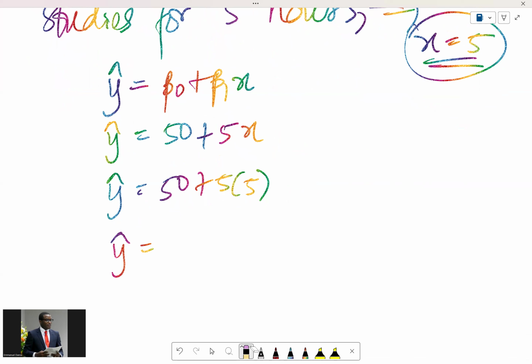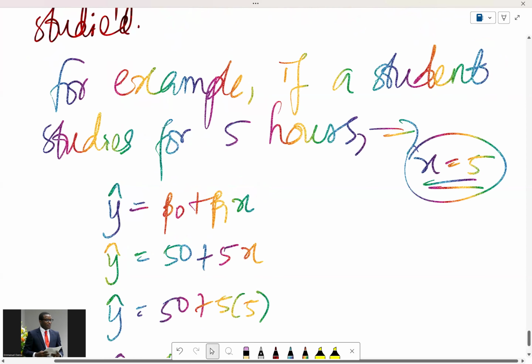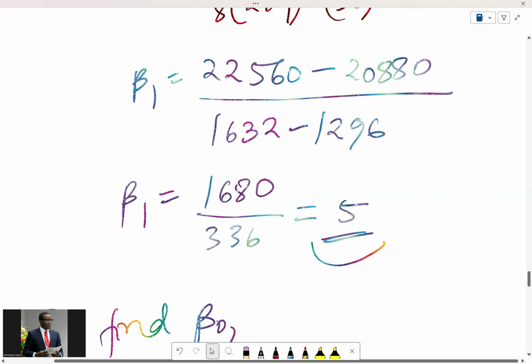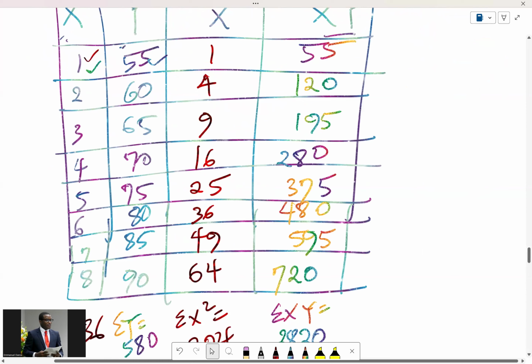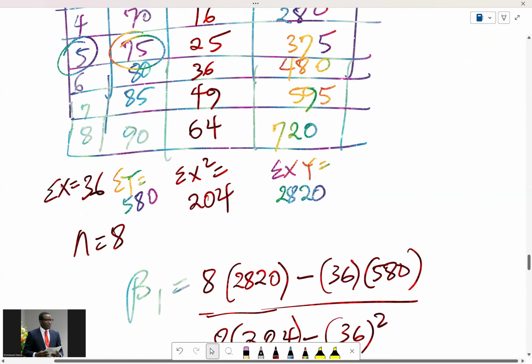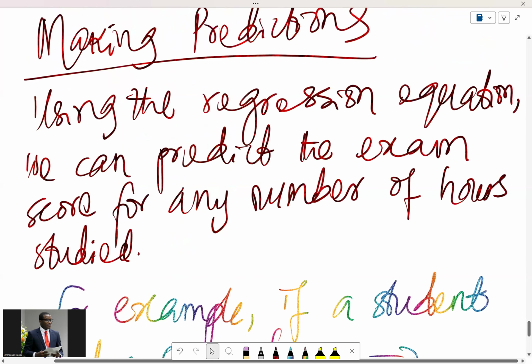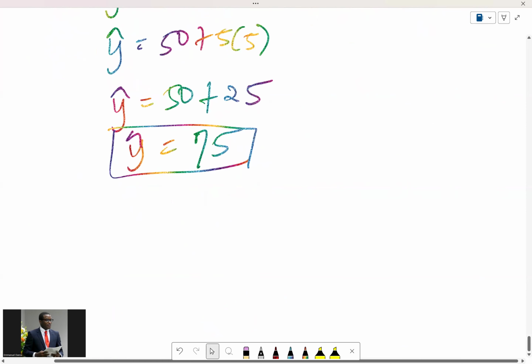So we have here 50 plus 25, and y bar is equal to 75. Interestingly, we can check this because it still falls within the range of the table. So somebody who studied for 5 hours, what was the score? Interesting. So if you study for 5 hours, you get 75. So you can see the model is perfect, right? It's perfect. So we can also already be sure that the error is going to be 0.